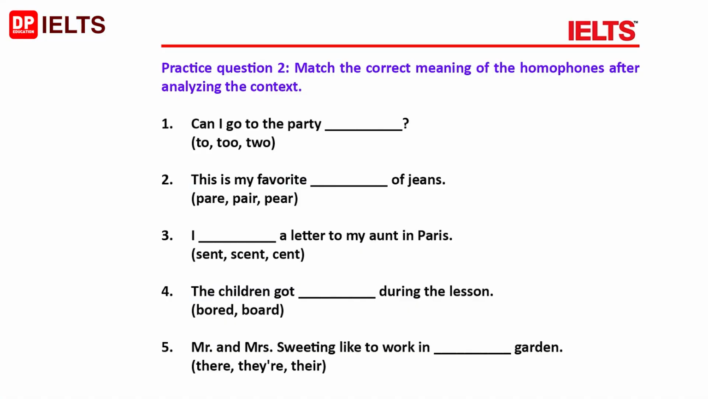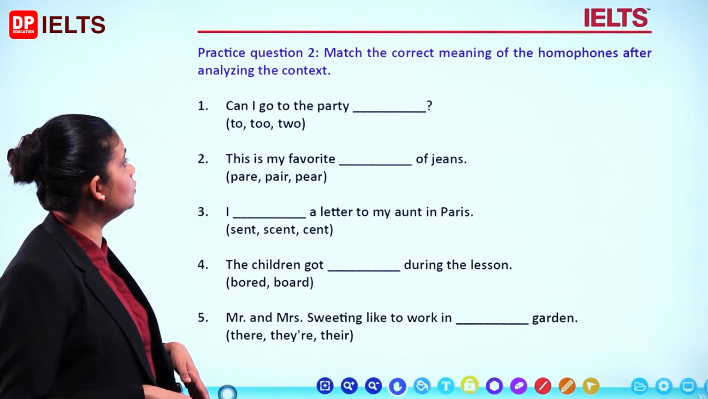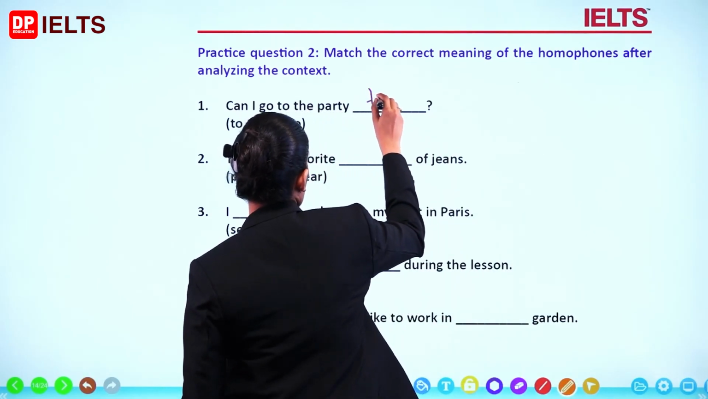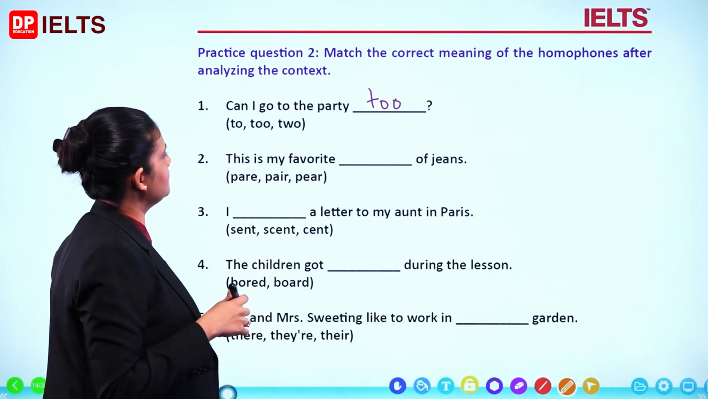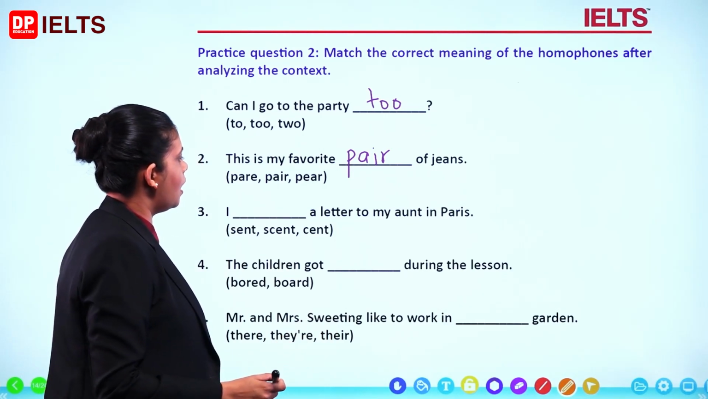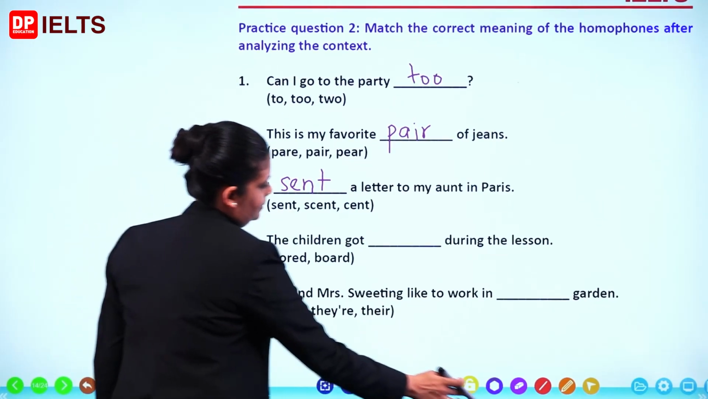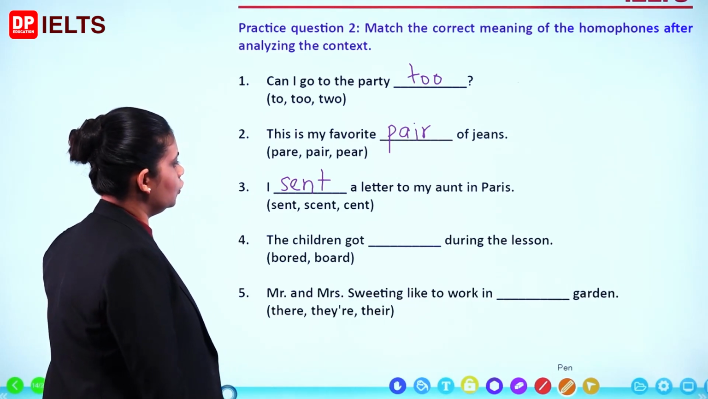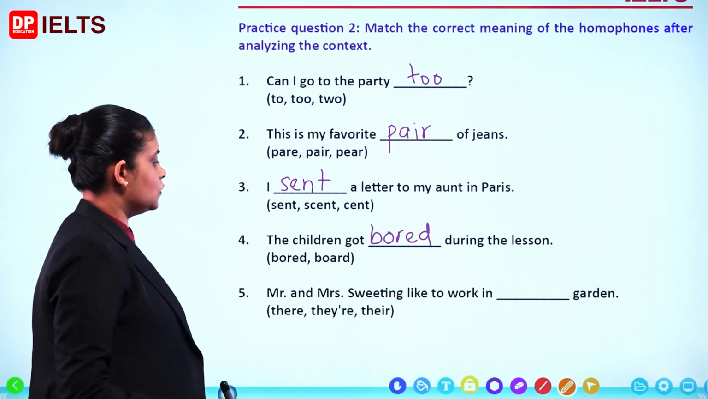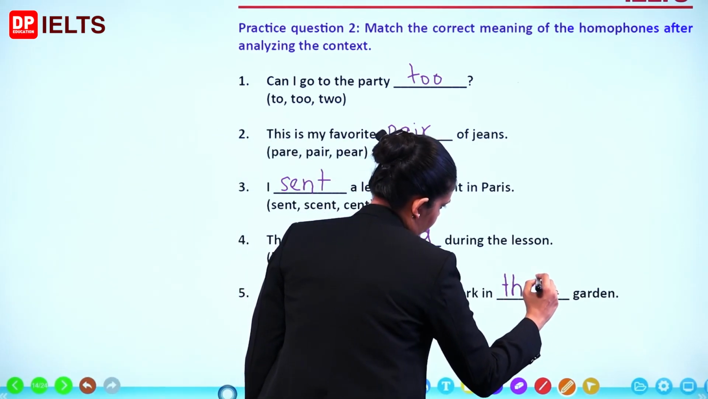Right, so the next practice question, match the correct meaning of the homophones after analyzing the context. Can I go to the party too? Or to, right? So this one, can I go to the party too? This is my favorite pair of jeans. I sent. Okay, I sent. Next one, the children got bored. They felt really bored, a feeling. Mr. and Mrs. Sweeting like to work on their garden, which they own, right?